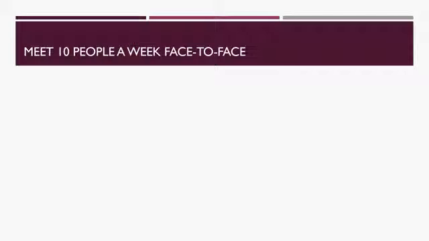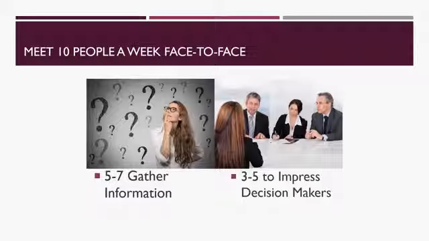Now, the face-to-face meetings, you're going to do 10 a week. The reason we say 10 a week is we realize Mondays and Fridays may not be the best time to set meetings. So you may do more on Tuesday, Wednesday, and Thursday. The idea is to get 10 of these a week. Of those meetings, you're going to have 5 to 7 of them to gather information. 3 to 5 are to impress decision makers. And we talked earlier about how to do the phone calls to be able to set these meetings up. So they should be pretty easy to do by this time.